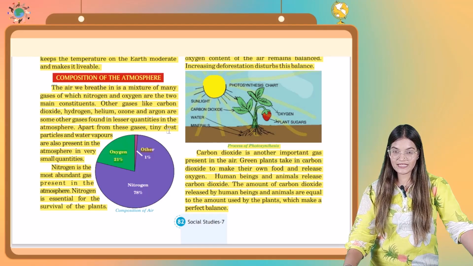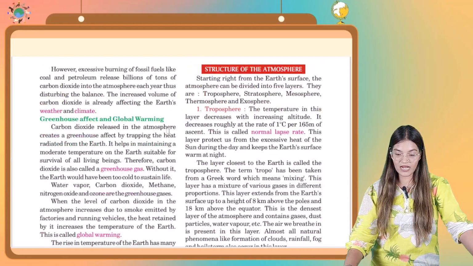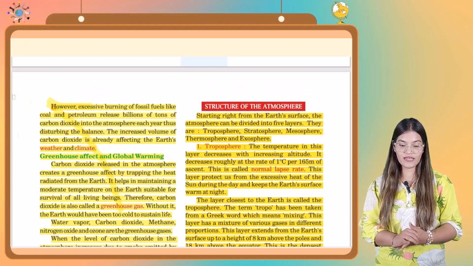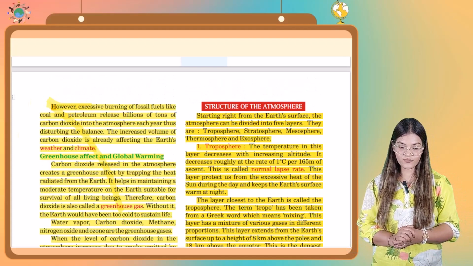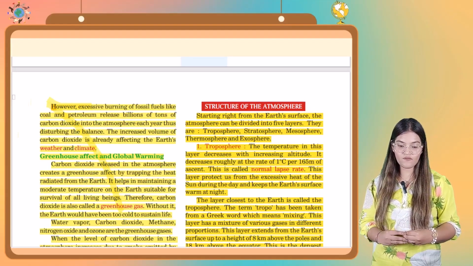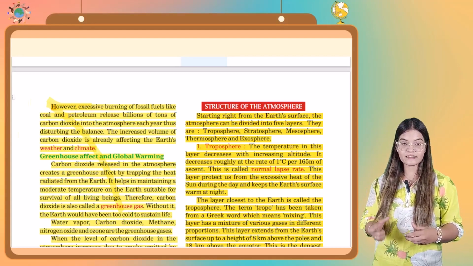Human beings and animals release carbon dioxide. The amount of carbon dioxide released by human beings and animals is equal to the amount used by the plants, which makes a perfect balance. Now look at the next paragraph. However, excessive burning of fossil fuels like coal and petroleum releases billions of tons of carbon dioxide into the atmosphere each year, thus disturbing the balance.